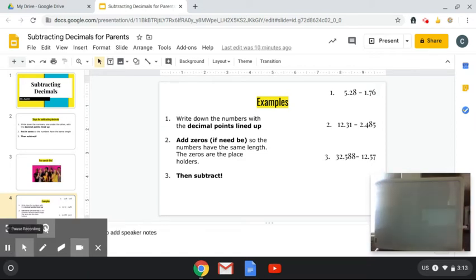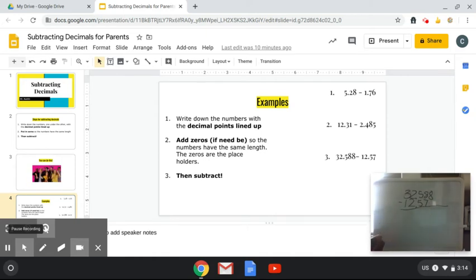Now for our last example, it's 32 and 588 thousandths minus 12 and 57 hundredths. All right. So we're going to go ahead and do step one, make sure my decimals line up. So 32 and 588 thousandths minus 12 and 57 hundredths. So are my decimal points lined up? Yes, they are. So step one is complete.